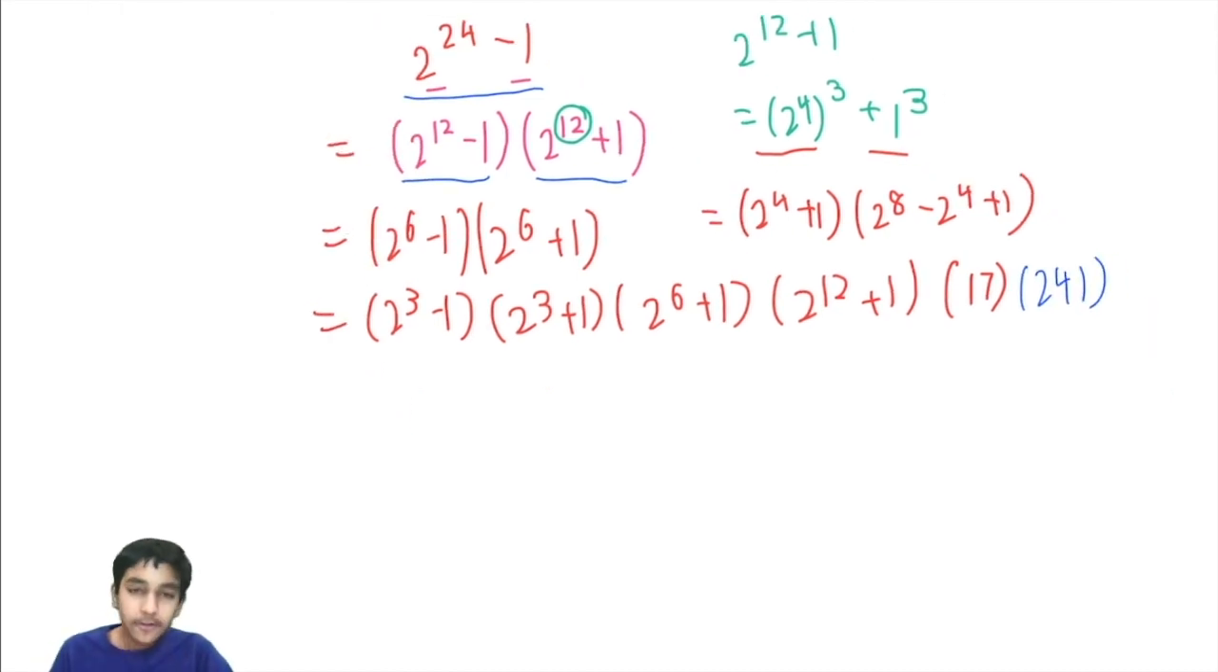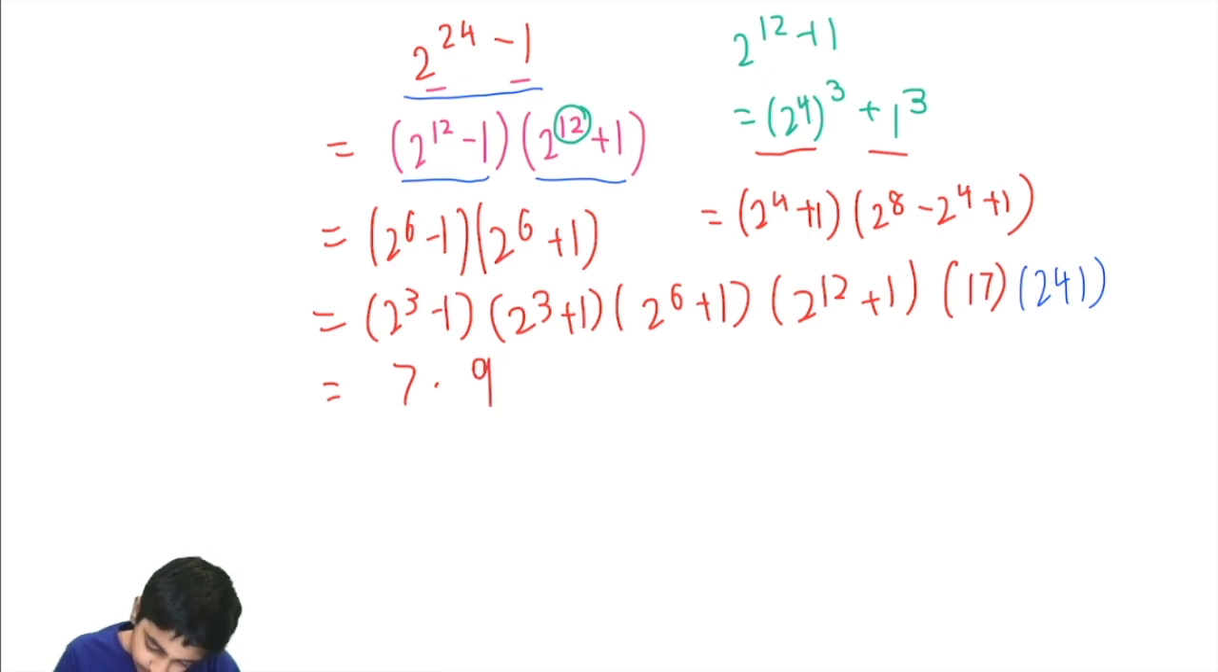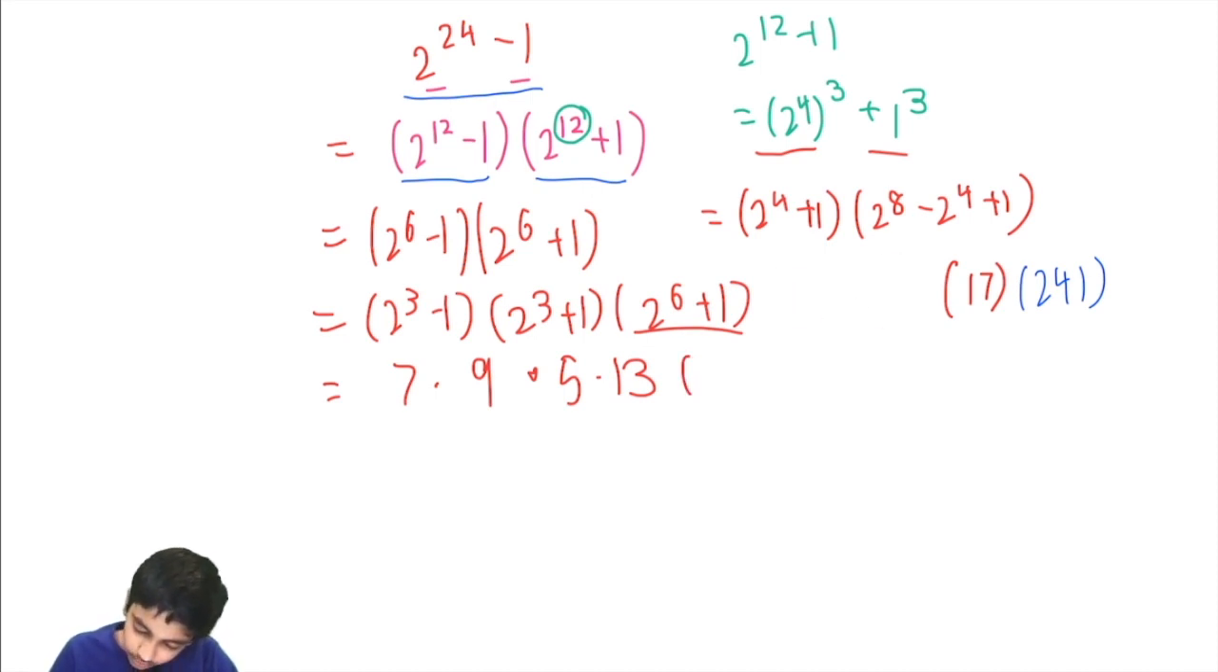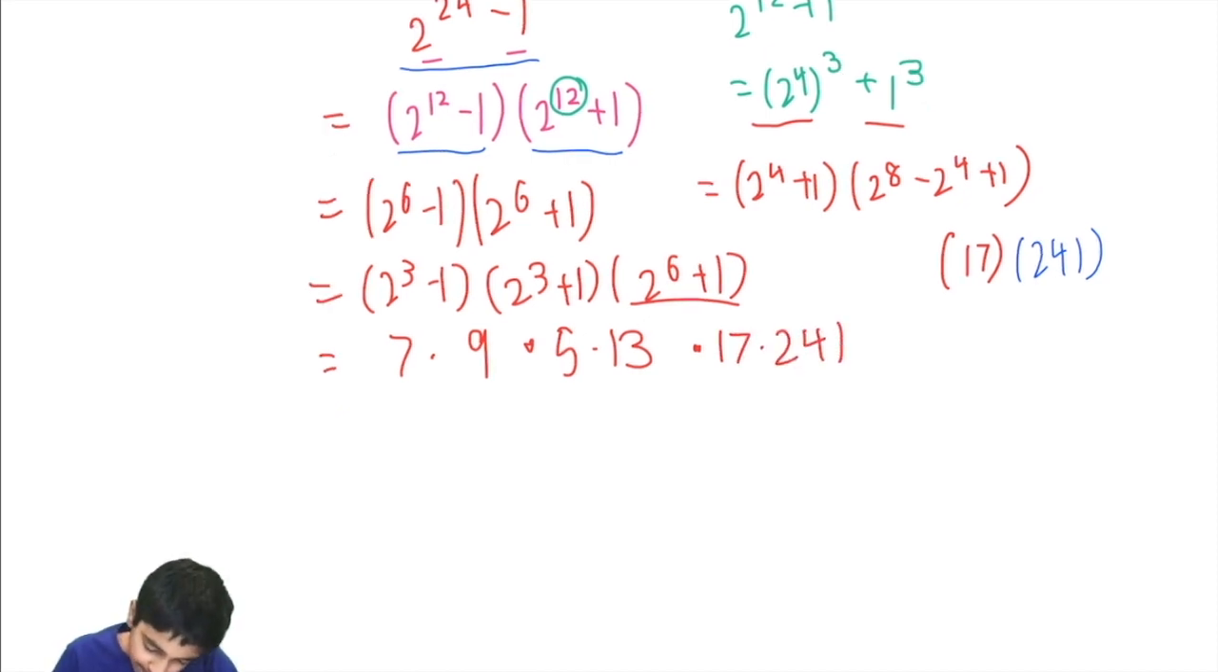Okay, now it's just a matter of a little bit of expanding out. So now we can say this is equal to 7 times 2 to the 3 plus 1, which is just going to be 9, times 2 to the 6 plus 1, which is 65, or 5 times 13, times 2 to the 12 plus 1, which we found is just 17 times 241. And then we can put this in prime factorization form, and we get this long number here.